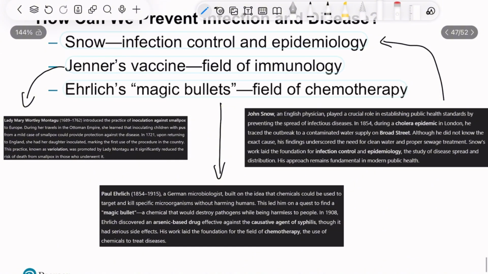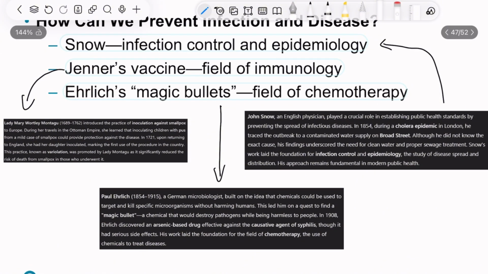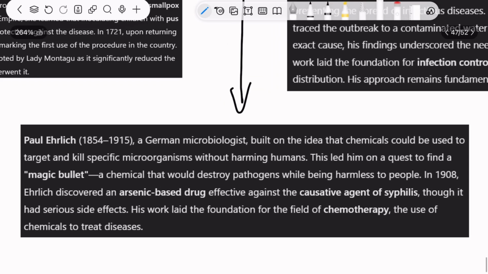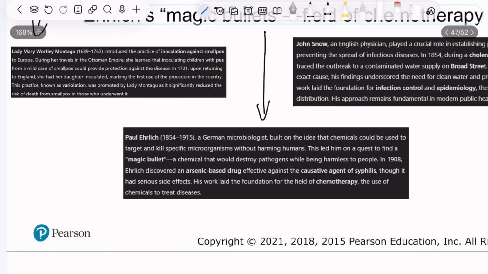And so then we move on to the field of chemotherapy, which was formed by Ehrlich's magic bullets. Paul Ehrlich was a German microbiologist, and he built on the idea that chemicals could be used to target and kill specific microorganisms without harming humans. This led him on a quest to find a magic bullet, a chemical that would destroy pathogens while being harmless to people. In 1908, Ehrlich discovered an arsenic-based drug which is effective against the causative agent of syphilis. Though it had serious side effects, his work laid the foundation of the field of chemotherapy, the use of chemicals to treat diseases.